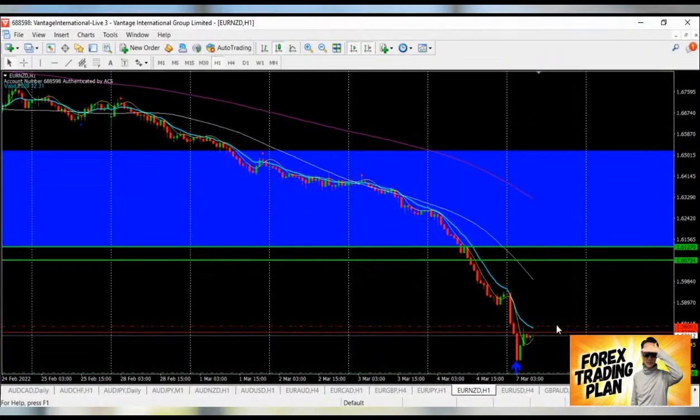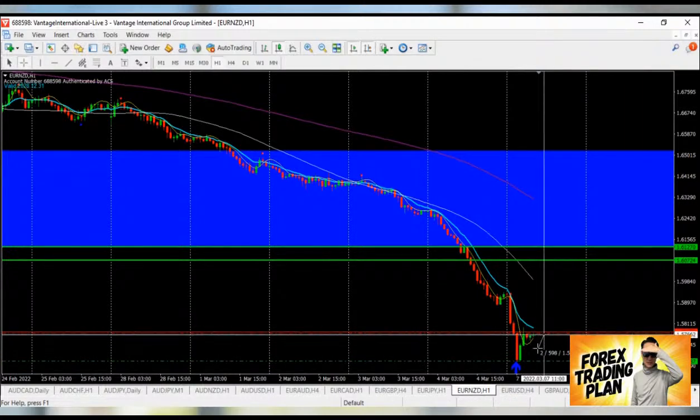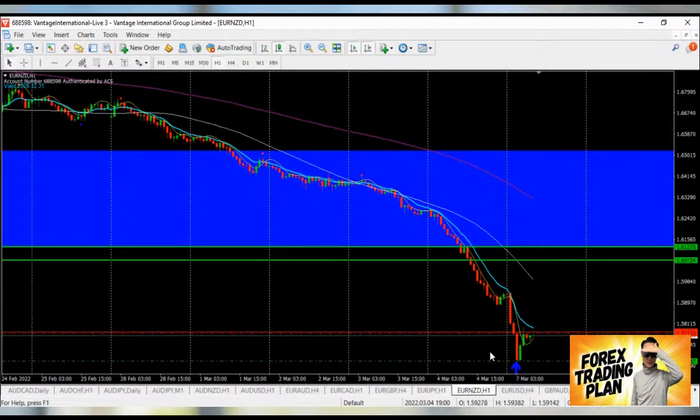Same thing over here. Okay, the resistance level. Now again, we are testing the resistance level again. So the retracement is testing the resistance level. Wow, we have 100 over pips to go.